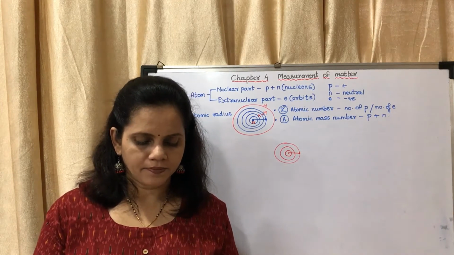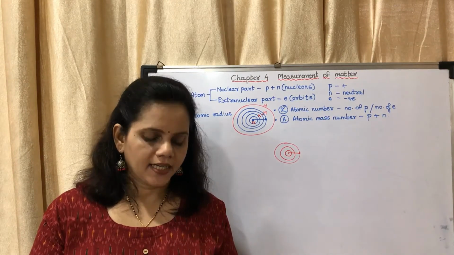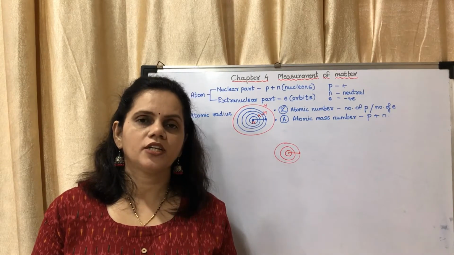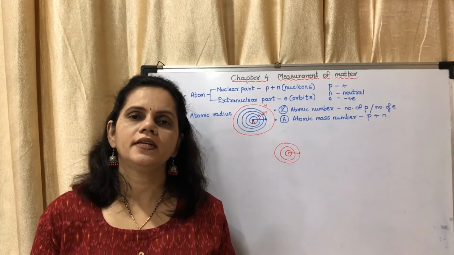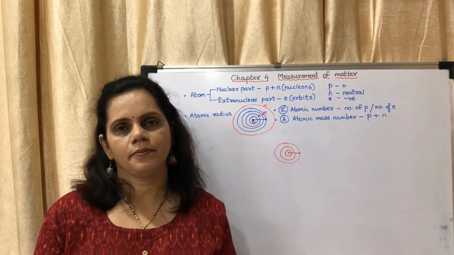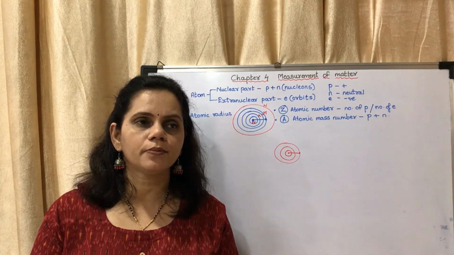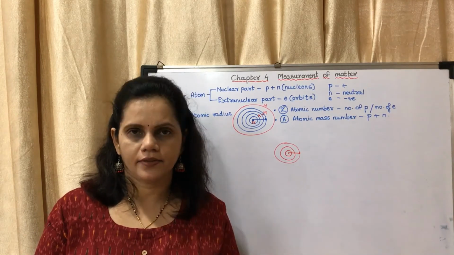Now example, hydrogen atom, the atomic radius is 10 raised to minus 10 meters. Water molecule, it is 10 raised to minus 9 meters. Hemoglobin, it is 10 raised to minus 8 meters. So it is very, very small. You may see 10 raised to minus 8 means 0.8 zeros and then any number, okay?